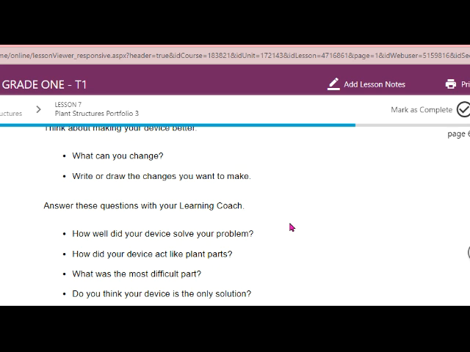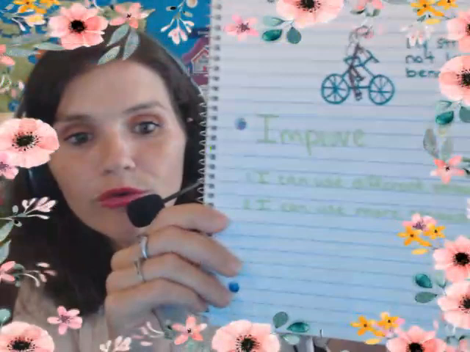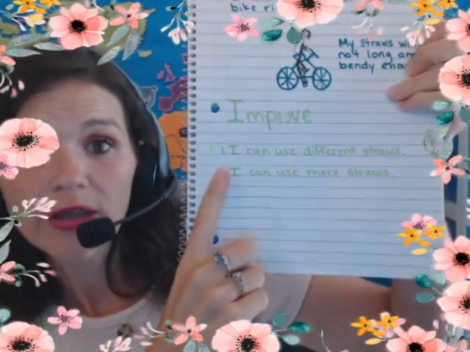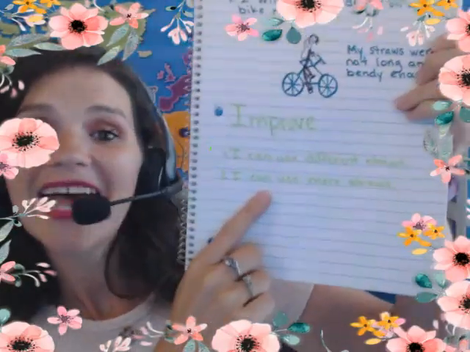How well did your device solve the problem? How did your device act like plant parts? What was the most difficult part? And do you think your device is the only solution? So right here, I've got my improve section in the bottom of my science journal. I wrote I can use different straws, right? A different type of straw, and I can use more straws. I know that a plant's roots, they are bendy, right? They bend and curve. So maybe I could get some of those bendy straws and that would work a bit better.